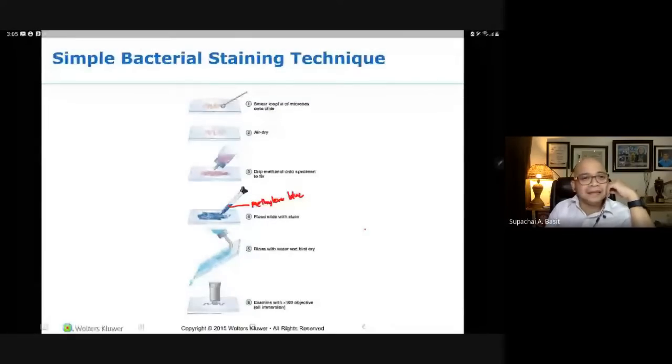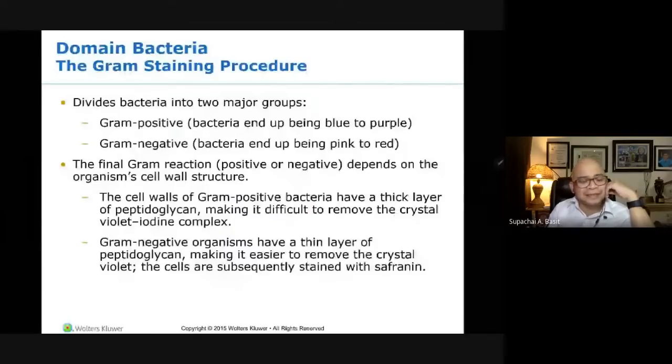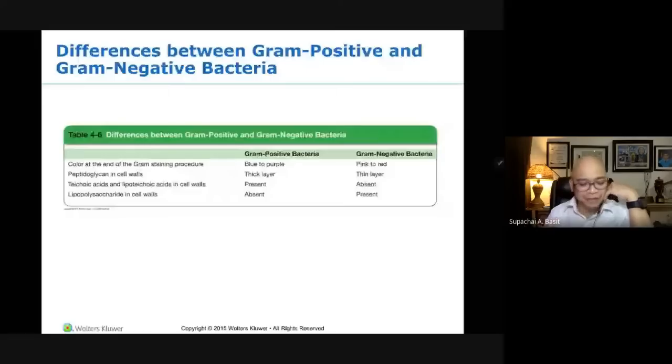Okay, and then another important, I think the most important, staining technique in microbiology is the gram staining. In your lab, you've been doing this, and of course, it's very important that we know the principle. Gram stain will allow the bacteria to be classified as gram-positive or gram-negative.